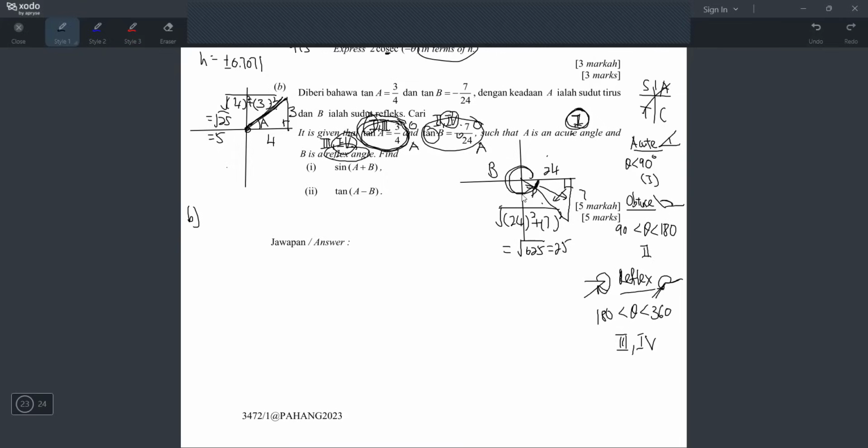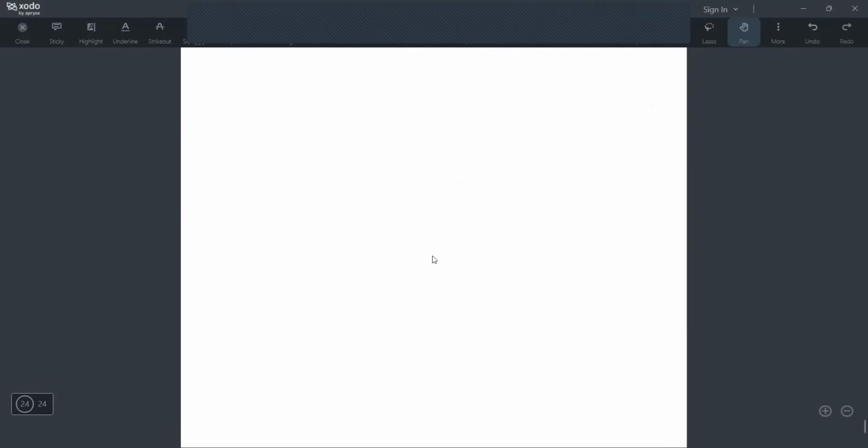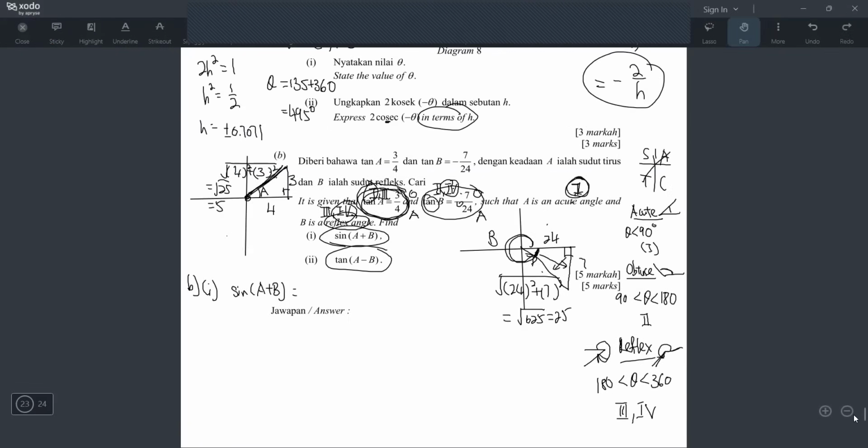Yes, correct. Okay, now finally we can do the first question, which is sine A plus B. So remember, for this type of question, we cannot straight away do this question. We have to draw two diagrams and then label the lengths and also find the remaining sides. Okay, now only I will do this. For the first question and second question, definitely we will be using the addition angle formula. Let me show you which formula I'm talking about.